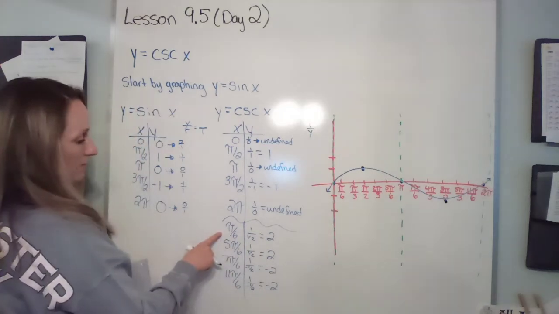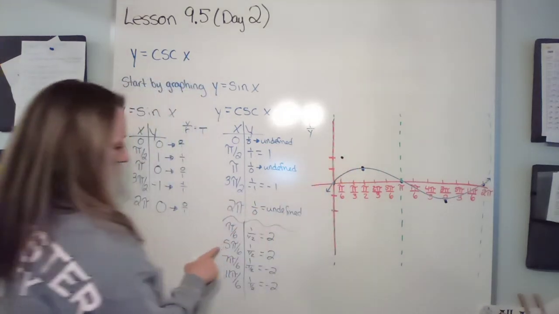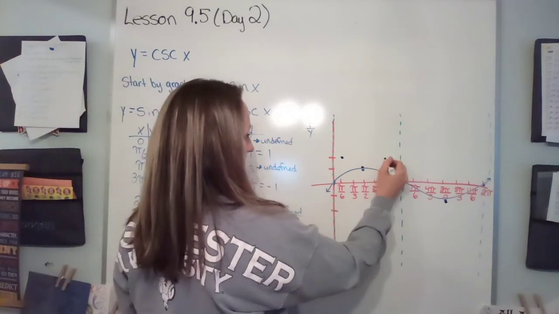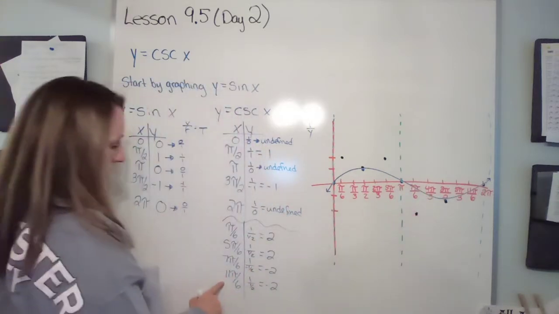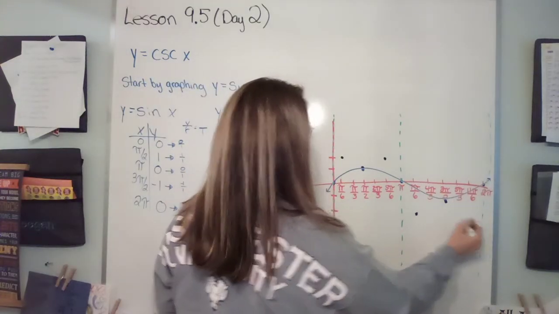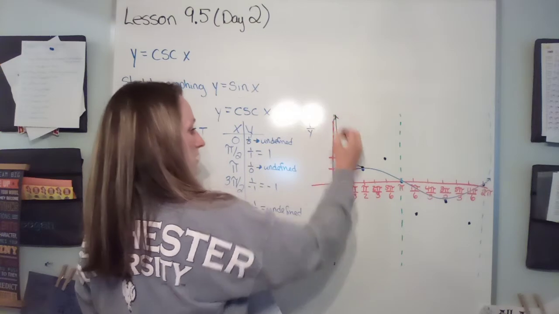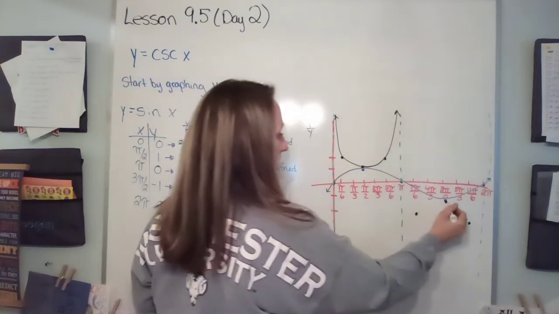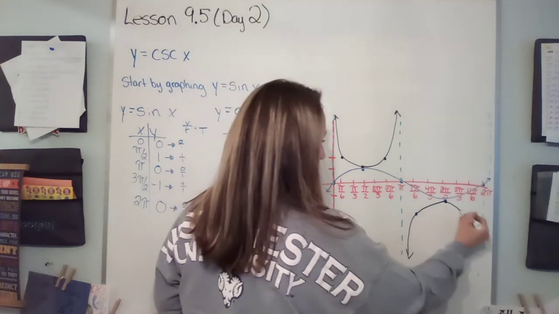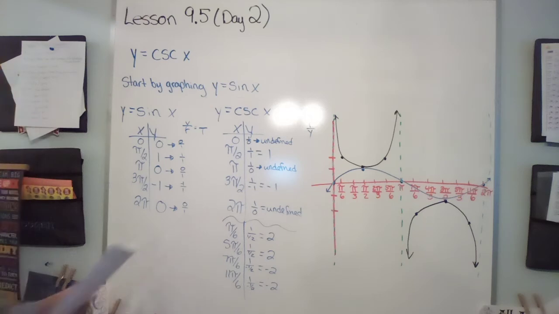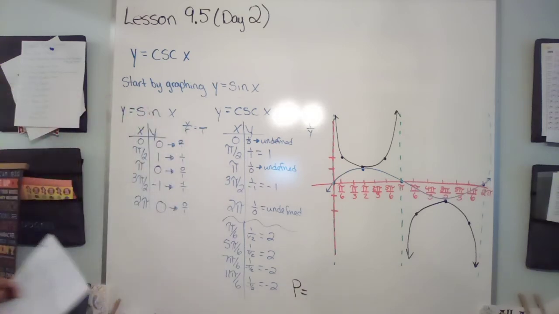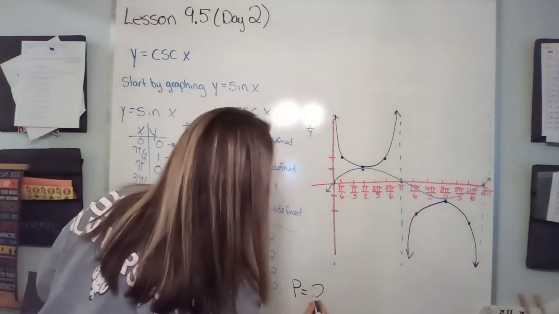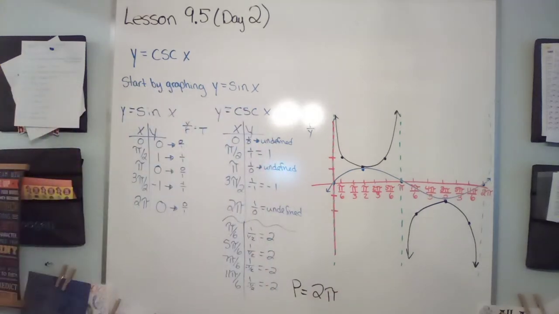All right. And then I have pi over 6, 2. 5 pi over 6, 2. 7 pi over 6, -2. And 11 pi over 6, -2. Okay, so you try to hug your asymptotes, but don't cross them. All right, and there you go. And the period for our cosecant graph is 2 pi. And there you go. There's your cosecant graph.